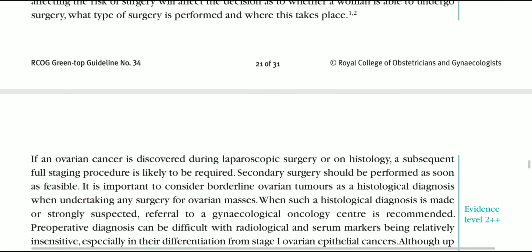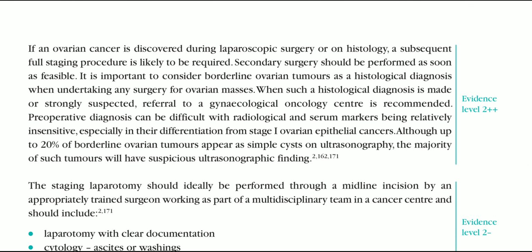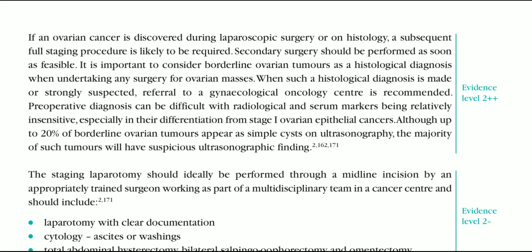Okay, now something very important at the top of this page: what to do if ovarian cancer is discovered during the first surgery. If ovarian cancer is discovered during the first surgery, during the laparoscopic surgery or on histology, a subsequent full staging procedure is likely to be required. Okay, and secondary surgery should be performed as soon as feasible, and it is important to consider borderline ovarian tumor as a histological diagnosis when undertaking any surgery for ovarian masses.